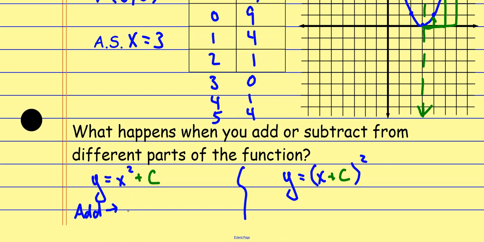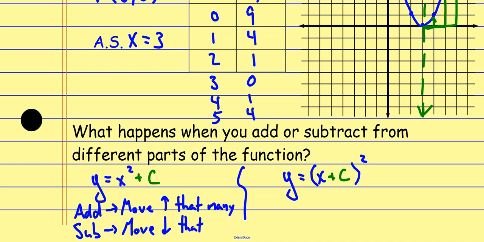Oh, that is a terrible M. Let me try again. I tried to fix it, and it just didn't work. So this moved up that many. And when I subtracted from that value on the outside, the function moved down that many units. And that's kind of how we came up with our new vertex.